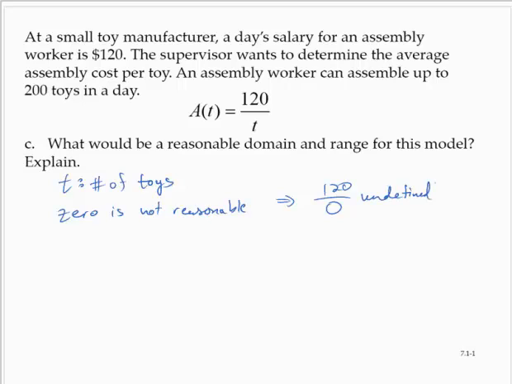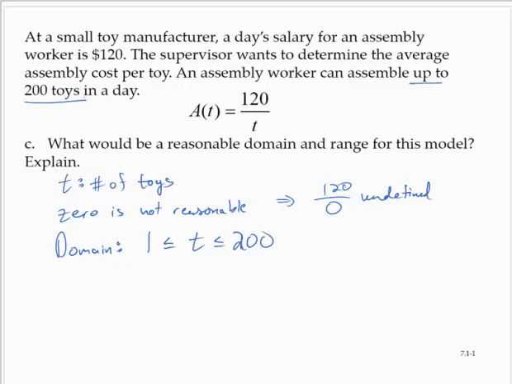So the minimum number of toys that can be assembled for this model is 1. So I would say for the domain would be 1 is less than or equal to T is less than or equal to 200. Remember, we have an upper limit for the number of toys in a day.